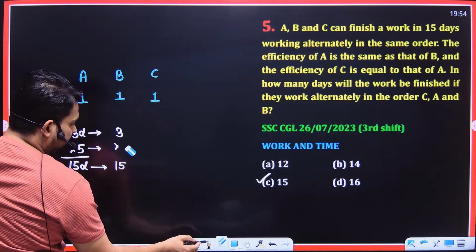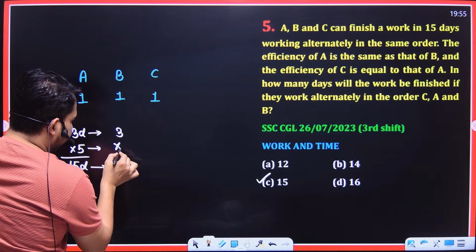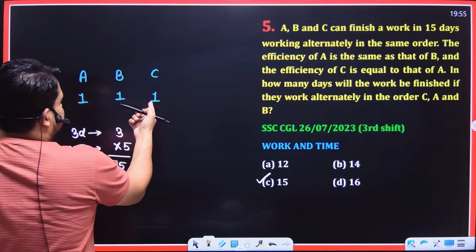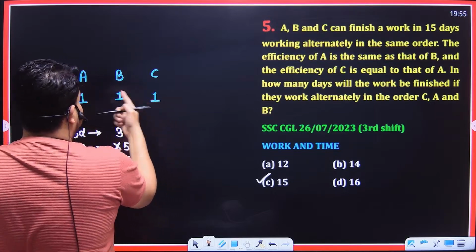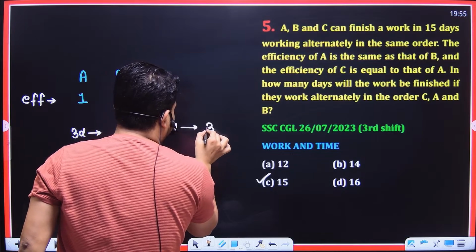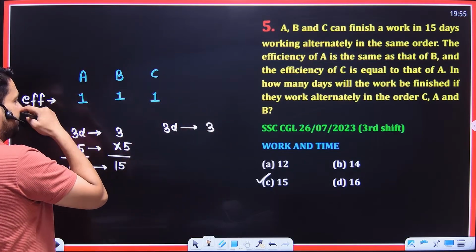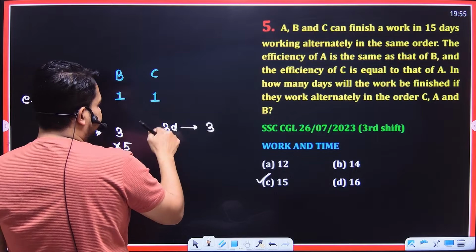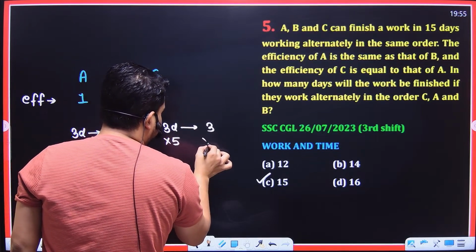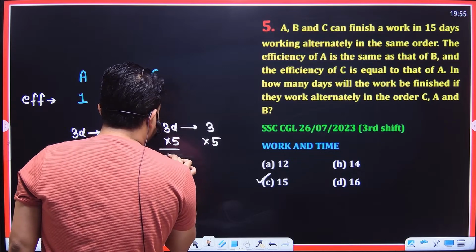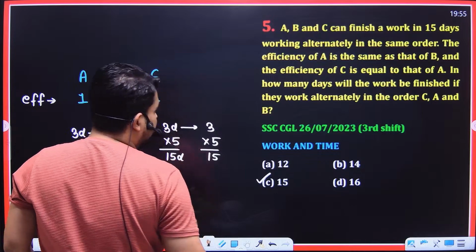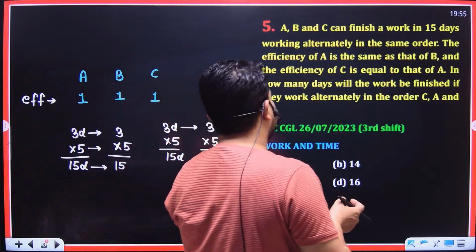15 work can be completed when A will start. When A will start the work, then B, then C, then again in 3 days they will do 3 work. First day this man will work, second day this man will work, third day this man will work. In 3 days 3 work will be finished. If I multiply by 5 here, because efficiency is the same, then in 15 days they will do 15 work. It means the total work is 15, so the time taken by them is also 15.